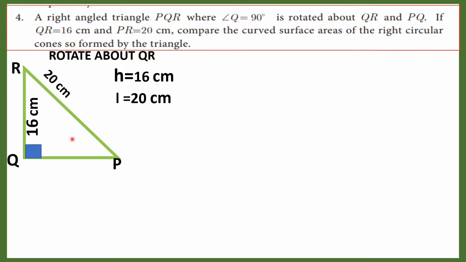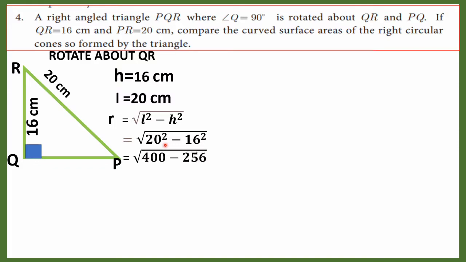Let us see. First we rotate this triangle about QR. So given h equals 16 centimeter, L equals 20 centimeter. First find r using the formula square root of L² minus h². Substitute the given values. After simplification we get r equals 12. So radius equals 12 centimeter.